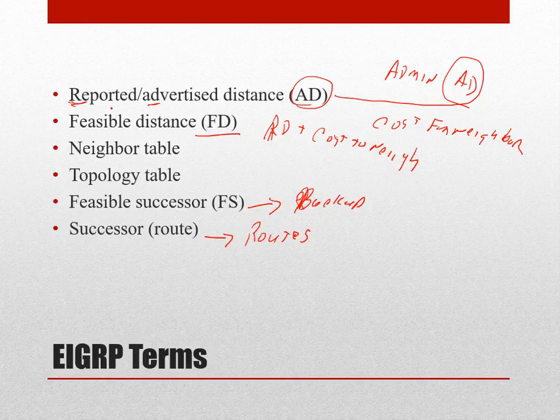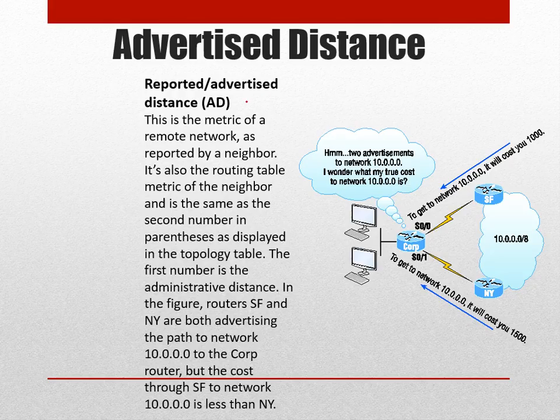So again, terminology is a little different in EIGRP than it is in a lot of the other ones. But we have a lot of tables in here that we can look at. And distances, and it's going to be a really big number. The distance is going to be a really big number, and it is based on the cost that we use for these things. So the reported or advertised distance, this is a metric of the remote network as reported by the neighbor.